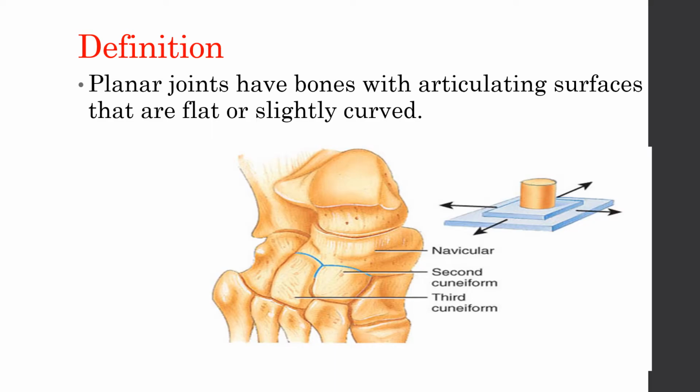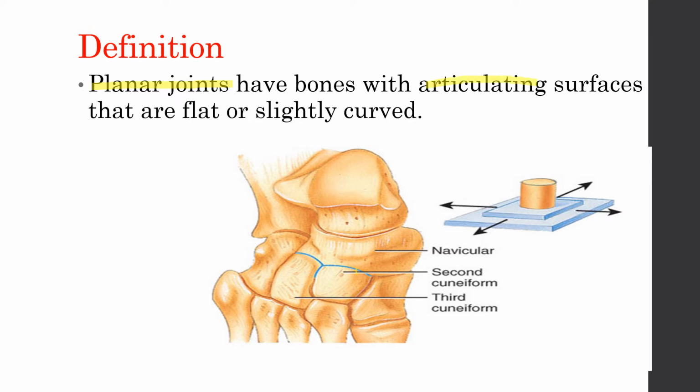According to the definition, planar joints have bones with articulating surfaces that are flat or slightly curved. Articulating surfaces means, you know, the joint is always present between two bones. Both bones are present along the sides of the joint. So the sides that are present along the joint are the articulating surfaces.